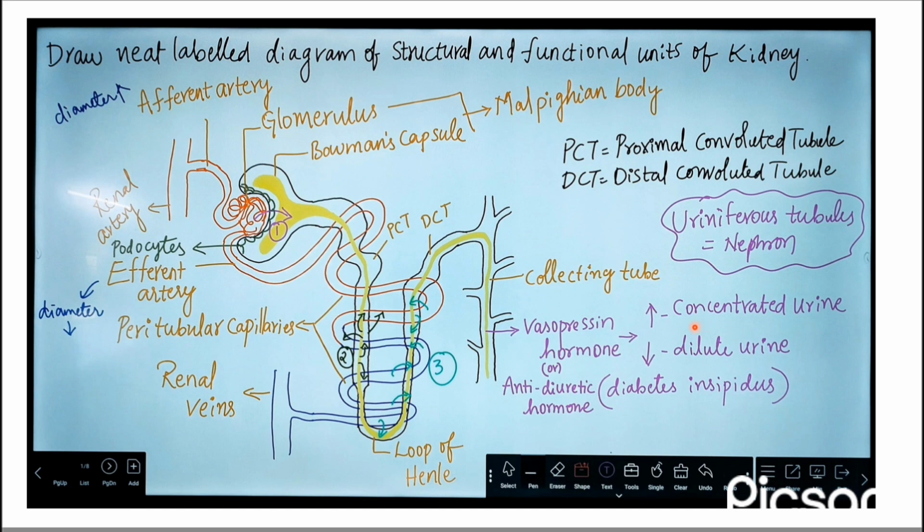And if there is a problem in our hormonal system and the vasopressin hormone cannot be released, then we will pass out only dilute urine. There will be no absorption of water from the urine into the peritubular capillaries. In such a case, we release dilute urine and we often feel like urinating. Such a condition is called diabetes insipidus. Diabetes insipidus. So that much.